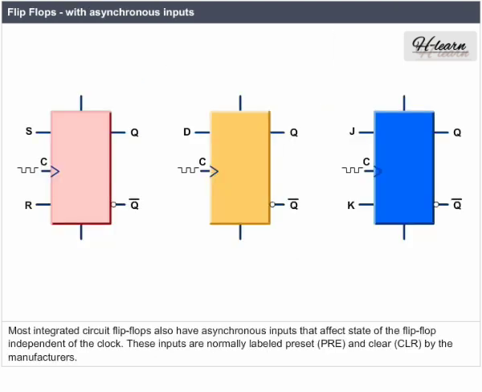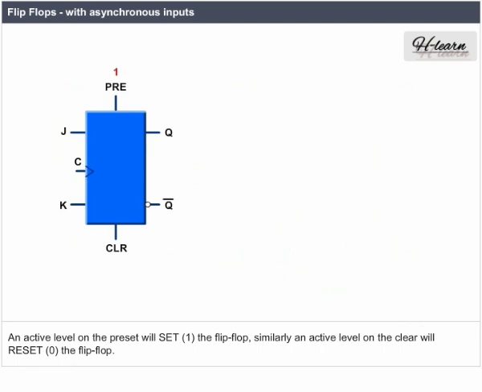Flip-flops with asynchronous inputs. Most integrated circuit flip-flops also have asynchronous inputs that affect the state of the flip-flop independent of the clock. These inputs are normally labeled preset (PRE) and clear (CLR) by the manufacturers. An active level on the preset will set the flip-flop to 1. Similarly, an active level on the clear will reset the flip-flop to 0.